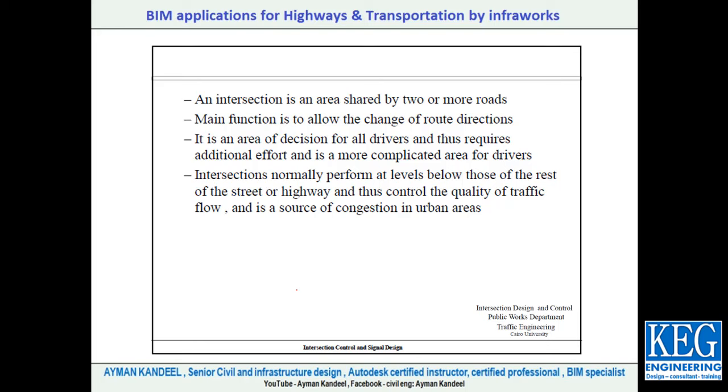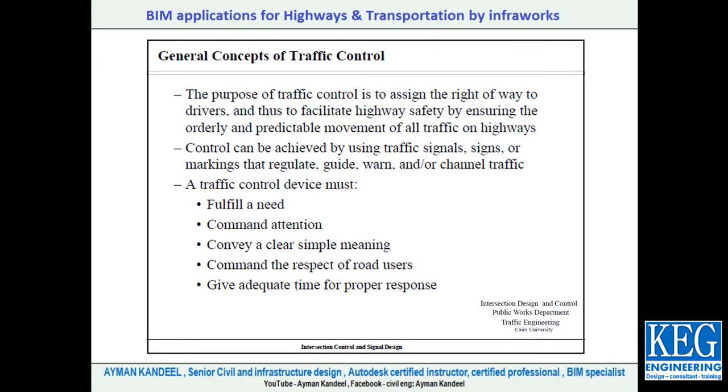An intersection is an area shared by two or more routes. Its main function is to allow the change of route direction. This area is called the functional area of the intersection, and there are many different types of intersection we have discussed before.